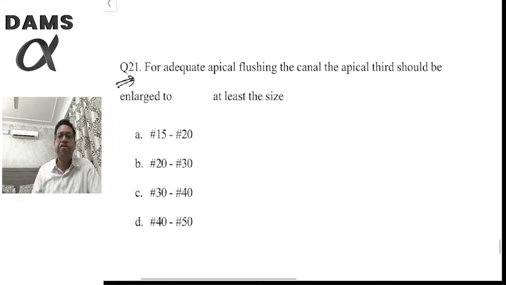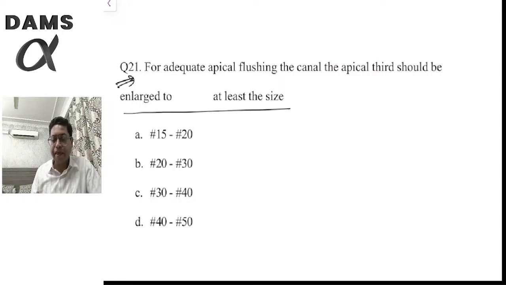Last question for today's session. Question number 21. For adequate apical flushing, the canal should be enlarged to at least what size? Apical flushing means a successful irrigation of the apical 1/3 of the root canal. How much should the apical preparation size be at least? 15 to 20, 20 to 30, 30 to 40, or 40 to 50.